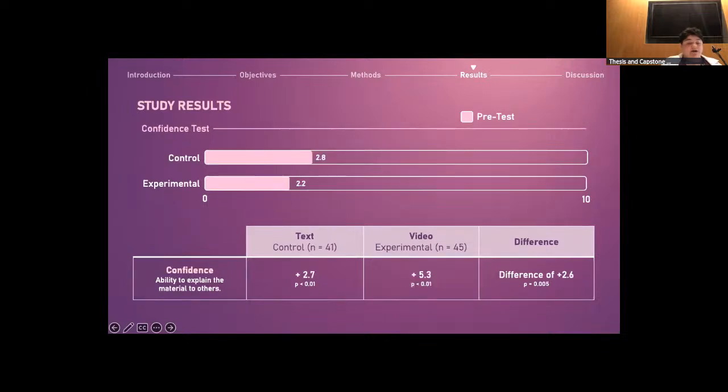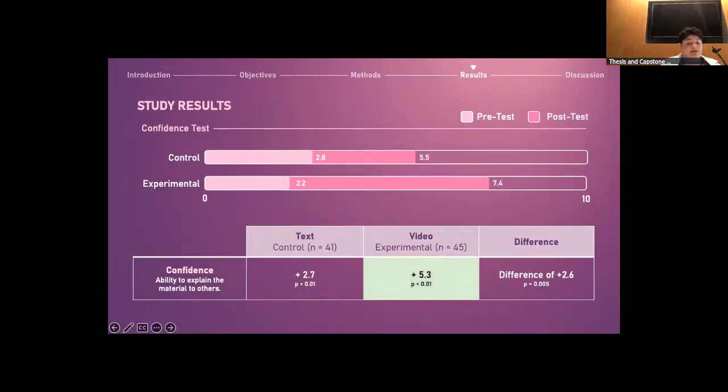When asked how confident they felt explaining the condition to someone else on a scale of 1 to 10, the video group again improved by about 5 points, while the text group improved by 3. Again, both were significant, with the video showing a significantly stronger effect.